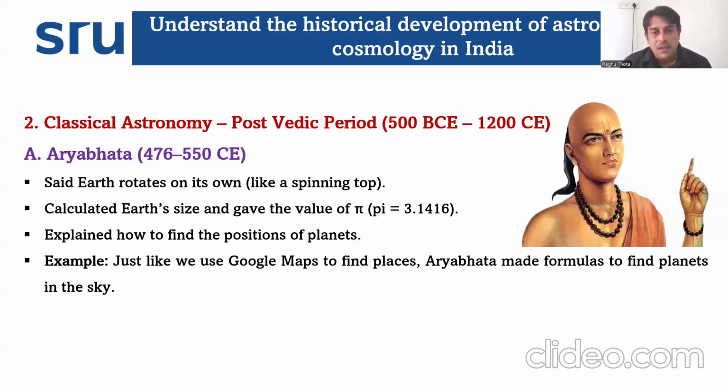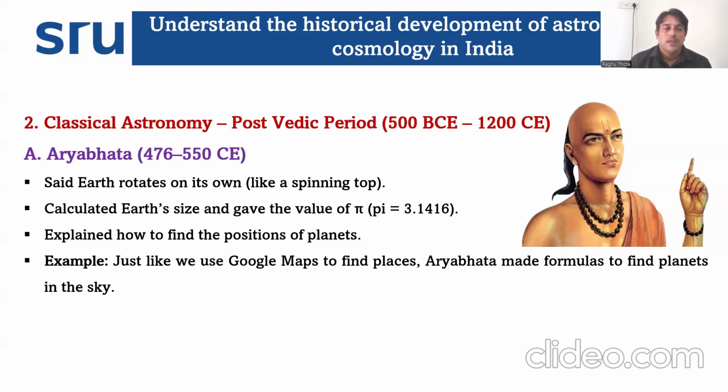What is classical astronomy? That is nothing but the post-Vedic period. Who are the significant astronomers? One is Aryabhata, who belongs to 476 to 550 CE. He said that Earth rotates on its own like a spinning top. He was the first person to propose a theory that Earth rotates on its own. He was the first person to observe it.